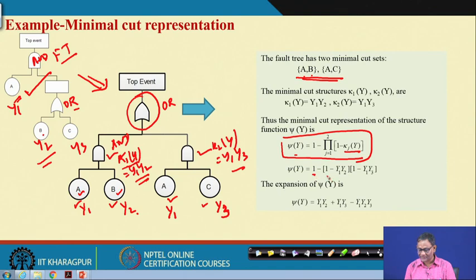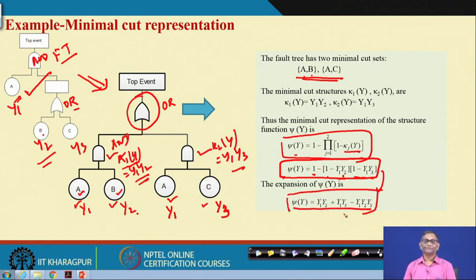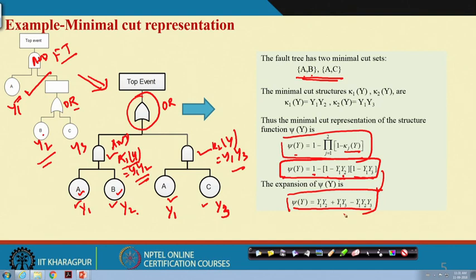Now, put 1 minus this, for j equal to 1, 1 minus k1y, and j equal to 2, 1 minus k2y. k1y is y1 y2 and k2y is y1 y3. So, this is your structure function. Now, if you do a little more manipulation, then you will get this expression: y1 y2 plus y1 y3 minus y1 y2 y3. So, instead of using the minimal representation, if you simply start with the structure function, you will also come to this equation.